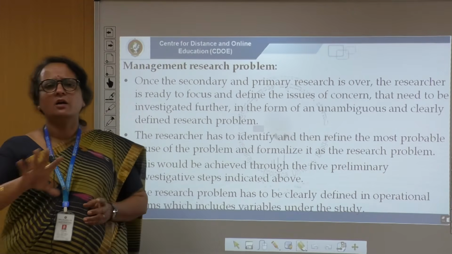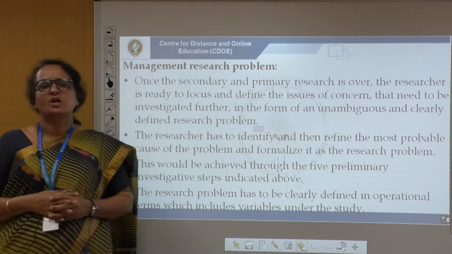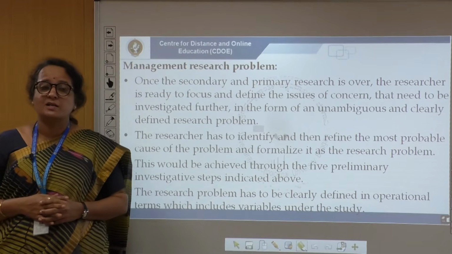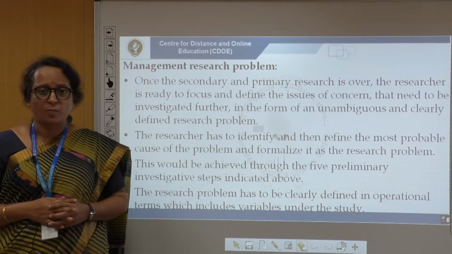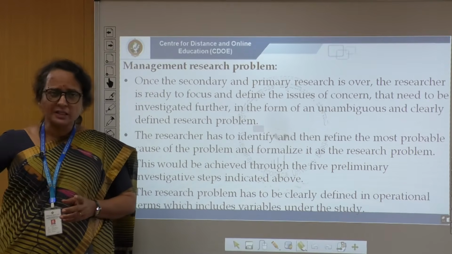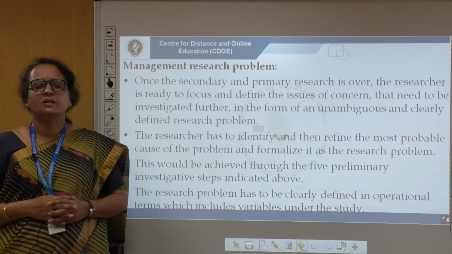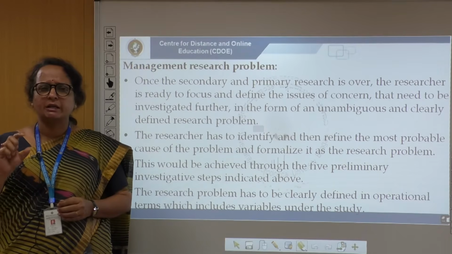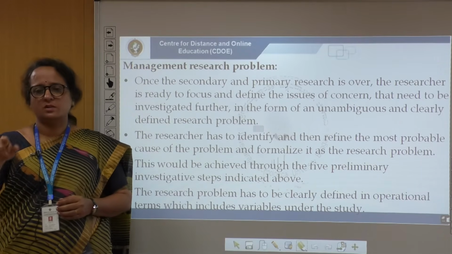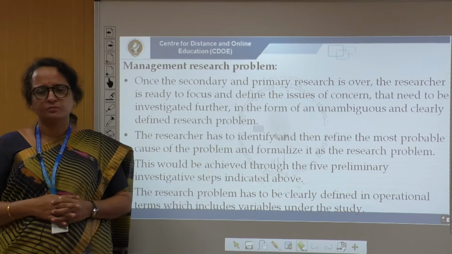So these are the 5 different tasks used by the researcher to understand the nature of the research problem. Once all these 5 steps are carried out, then the researcher will go for defining the research problem in clear, operational terms. So that is this stage.